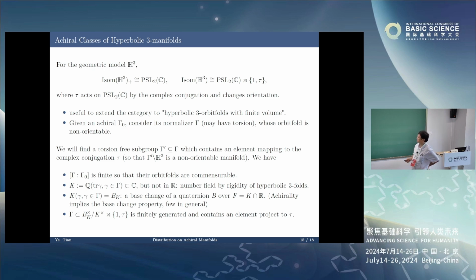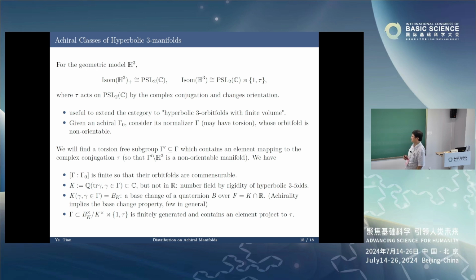So first, the topology can give us some input. The first input is what they call the rigidity principle. This normalizer contains gamma 0, and the index is finite. If the index is finite, then gamma 0 and gamma are commensurable. They correspond to two manifolds that are commensurable, meaning they have a common finite covering. So this is the first input.